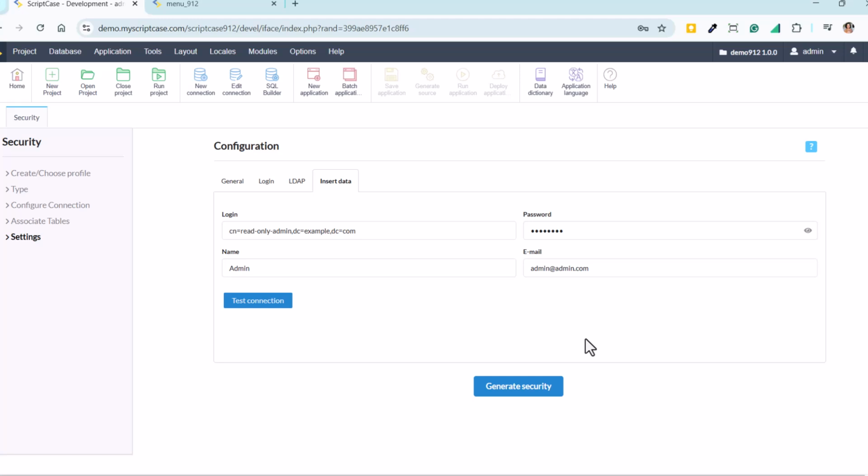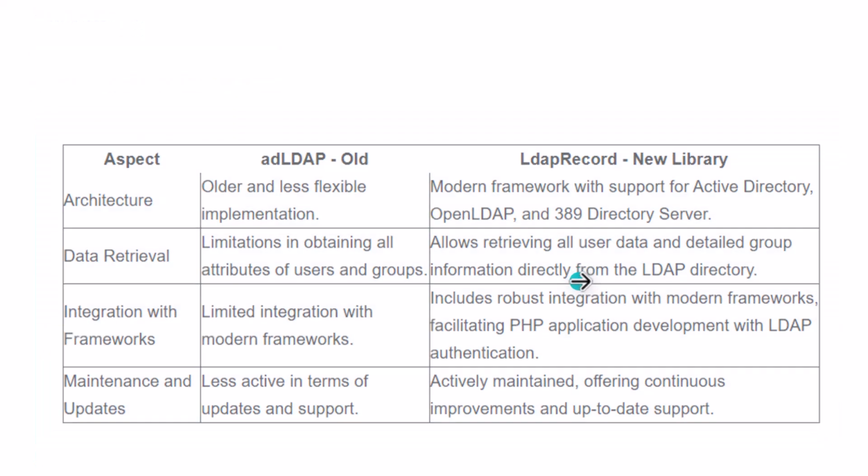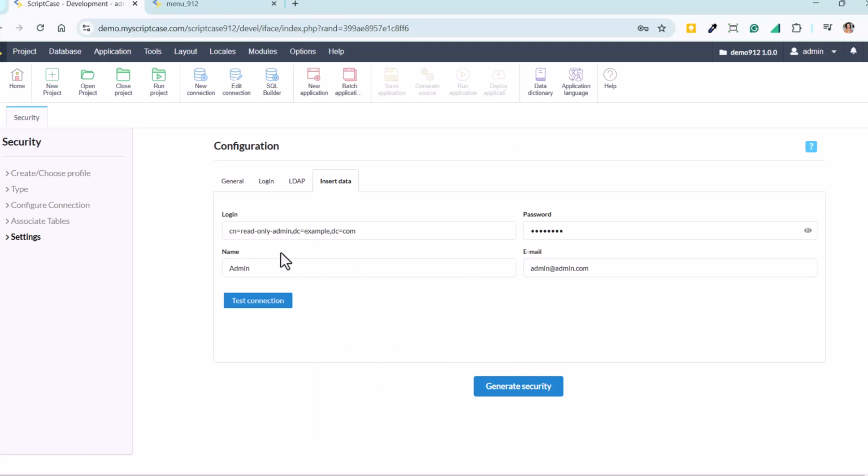And we have also a new macro. We have the LDAP macros. So for this implementation, we have a new macro called SC LDAP groups. Okay, so this is a new macro that retrieves group information, but works only with the new LDAP library. Okay, so there is one important information as well. You need to activate the new library.